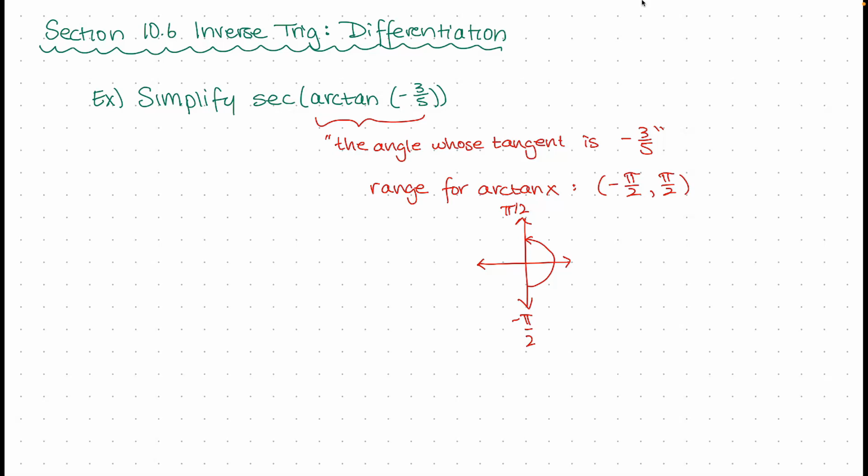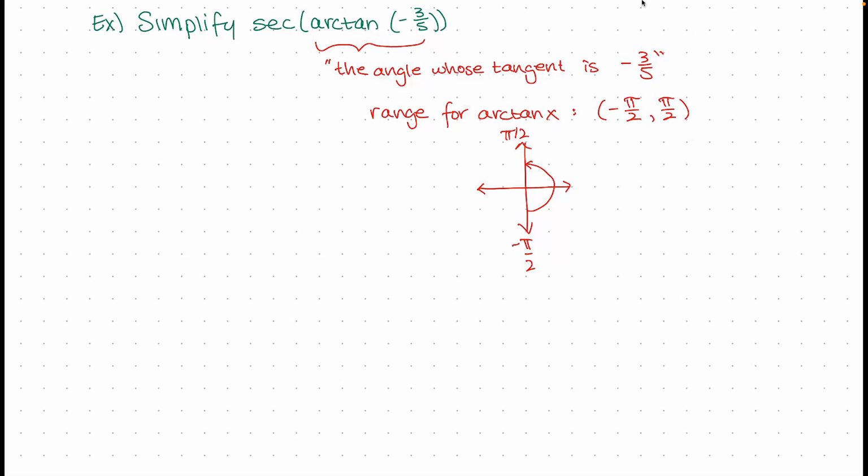In quadrant 1, tangent is positive, and in quadrant 4, tangent is negative. So when we draw this triangle with an angle whose tangent is -3/5, we're going to go to quadrant 4. So this whole thing is just to tell us which quadrant to draw it in. So I shall now draw a triangle in quadrant 4. Any questions why I'm picking quadrant 4?